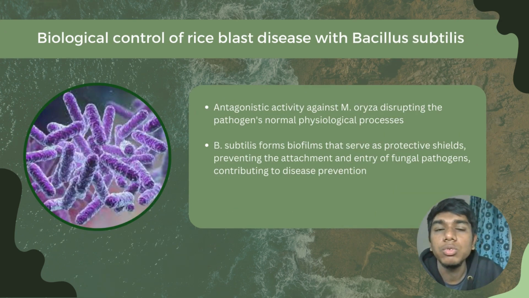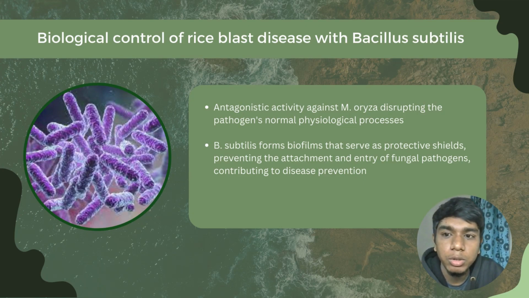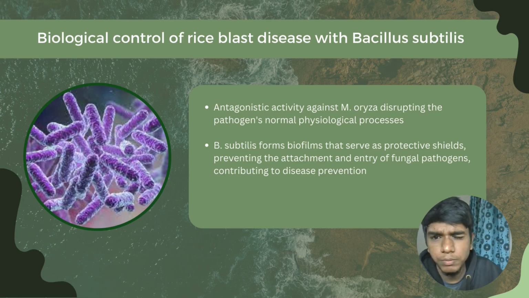Bacillus subtilis is also one of the biological controls of this disease. It shows antagonistic activity against Magnaporthe oryzae, which disrupts the pathogen's physiological processes. Bacillus subtilis also forms biofilms that serve as a protective shield to prevent the entry of fungal pathogens.